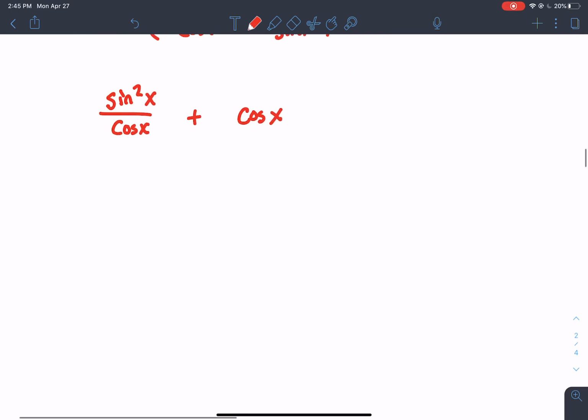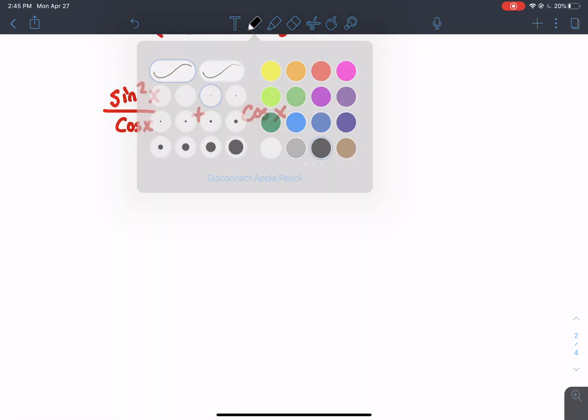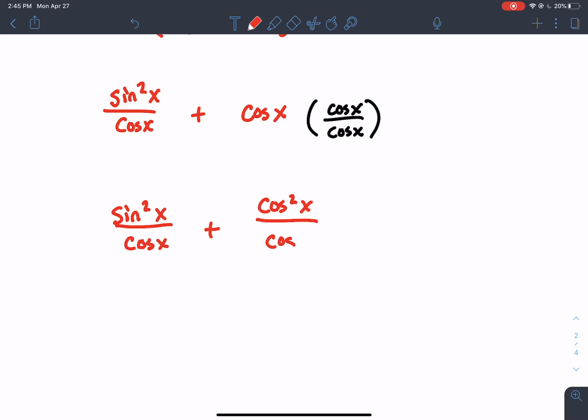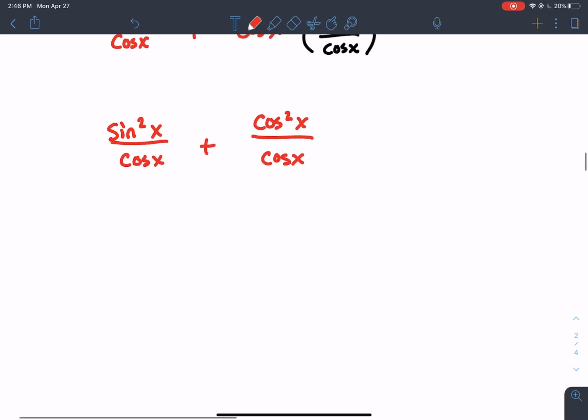Now, I want to make this one function, so I need to multiply here by cosine over cosine to get a common denominator. So now I have sine squared over cosine, and this is going to give me cosine squared over cosine. Now sine squared plus cosine squared is 1, so now you got 1 over cosine x, which is then secant x.